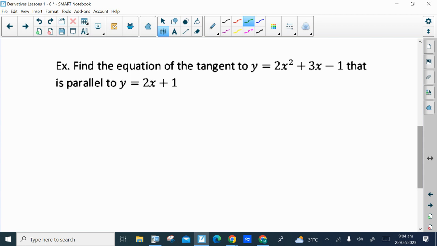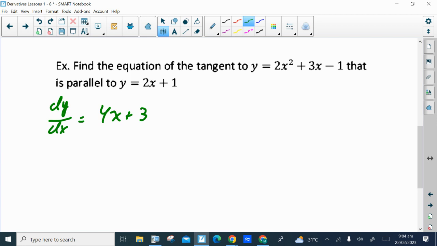So in the previous one, we were given the point of tangency. In this case, we have to first figure out what the point of tangency is. Remember, the derivative will give you the slope of the tangent line. So if I take dy by dx, that will be 4x plus 3. That's an expression for the slope of the tangent.